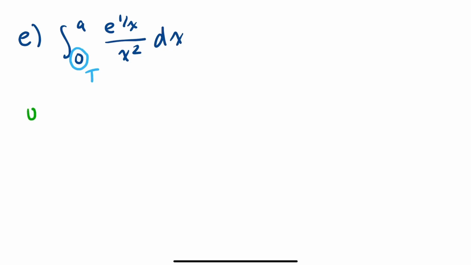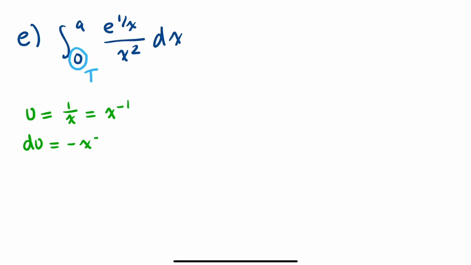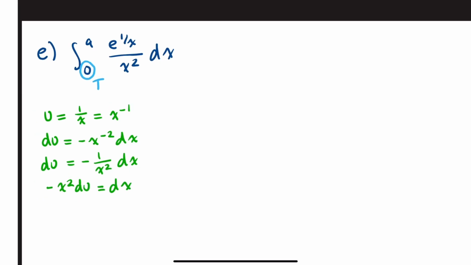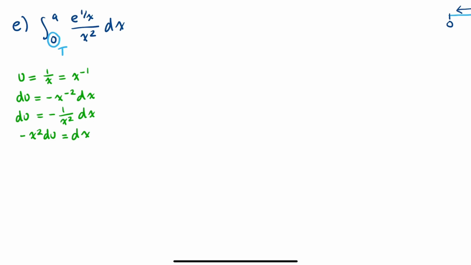So let's go ahead and do that. We can say that u is equal to 1 over x, which is equal to x to the negative 1. And then solving for the derivative, we get du is equal to negative x to the negative 2 dx. Solving for dx, we can first rewrite this as negative 1 over x squared dx. And then finally solving for dx, we get negative x squared du is equal to dx. And so I can now take this dx and plug it into here and then cancel out the x squared.